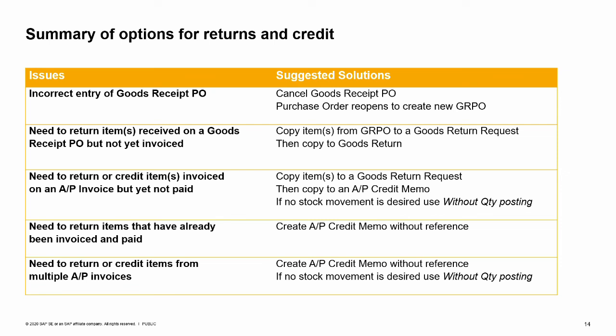If you need to return items that have been invoiced, but not yet paid, it is useful to copy to a goods return request. The system will automatically suggest copying to an AP credit memo. Once an invoice has been paid, you can no longer reference it to create a goods return request or AP credit memo. Similarly, you cannot copy from multiple invoices to create a credit memo.